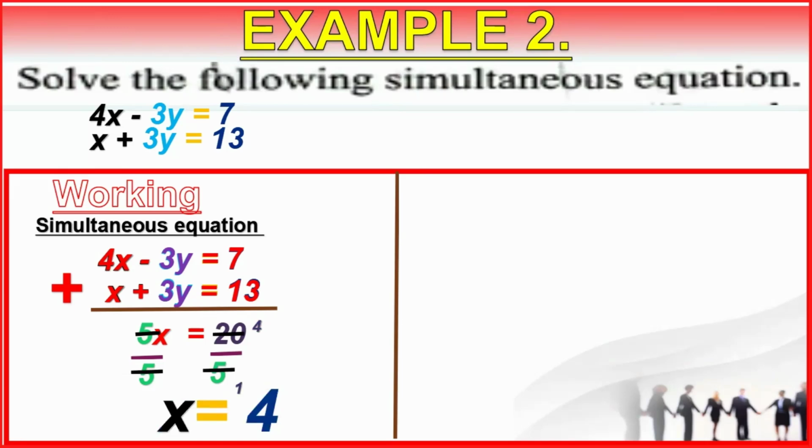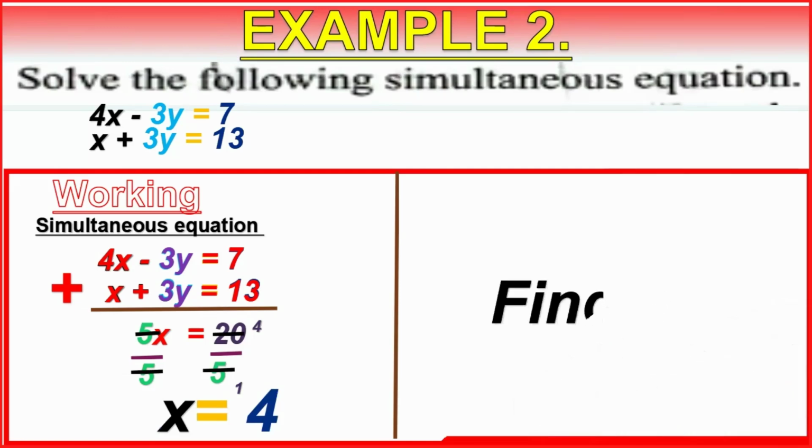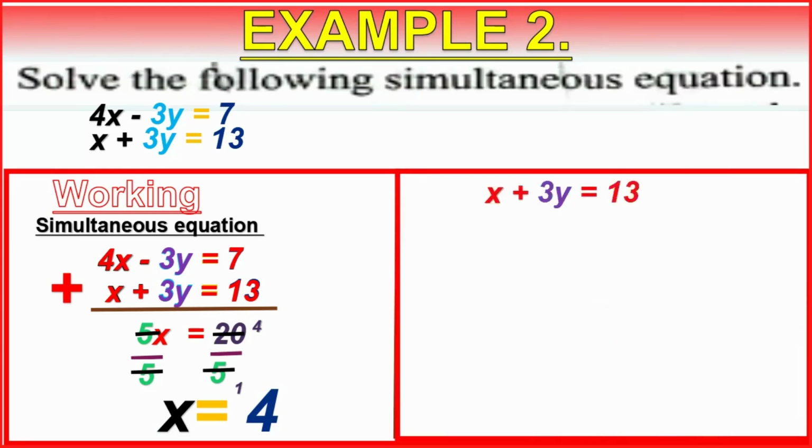Now what next? Let us substitute that value to get y now. So find y. I choose one of the equations here. Can you remember the last bullet? It was saying you choose one of the equations and substitute for the other variable. So x plus 3y equals 13, but x equals 4. So this is 4 plus 3y equals 13.